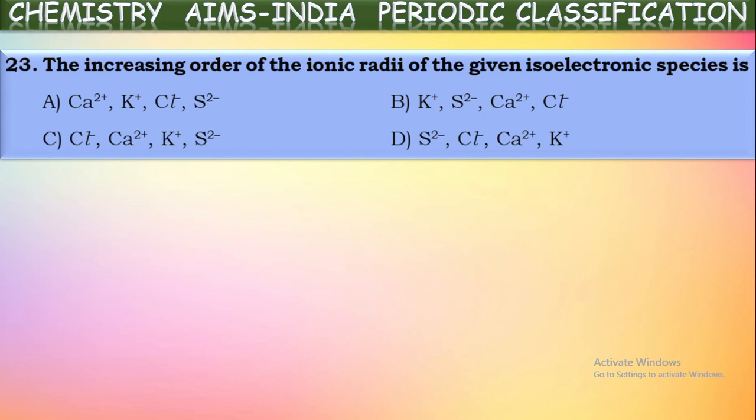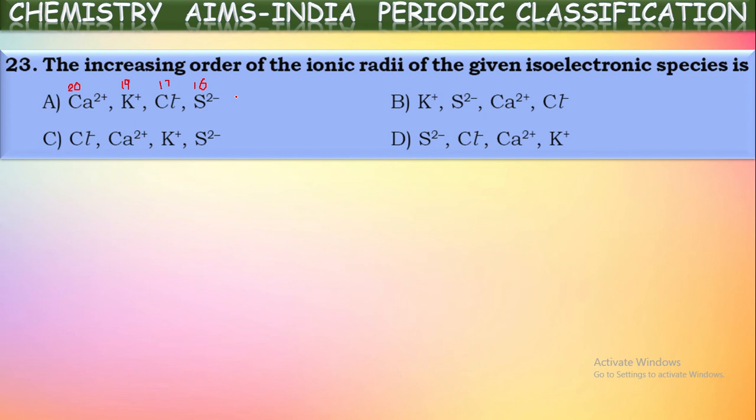So if they are isoelectronic, size can be compared based upon their nuclear charge. Among the isoelectronic species, as nuclear charge increases, size decreases. So the one having greater nuclear charge will have smaller size. Among these, calcium will have 20 protons, that means 20 units of positive charge, whereas potassium has 19, chlorine has 17, and sulfur has 16.